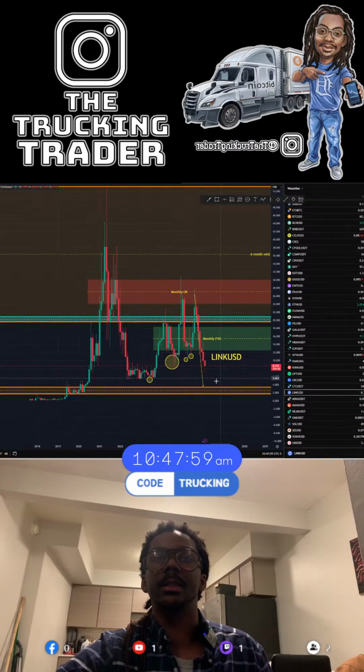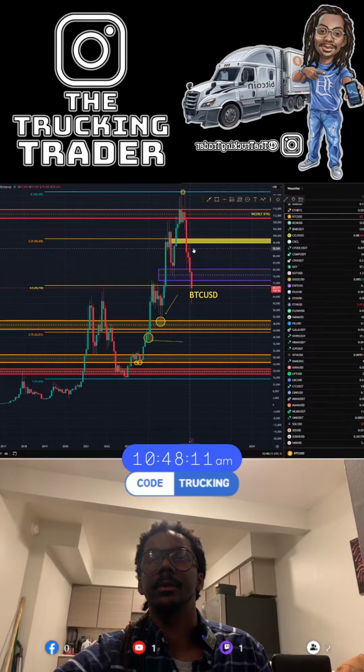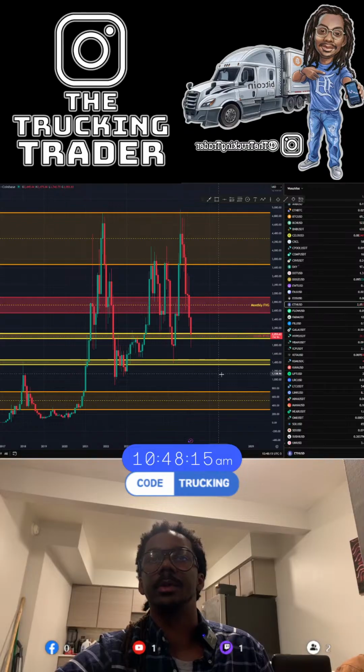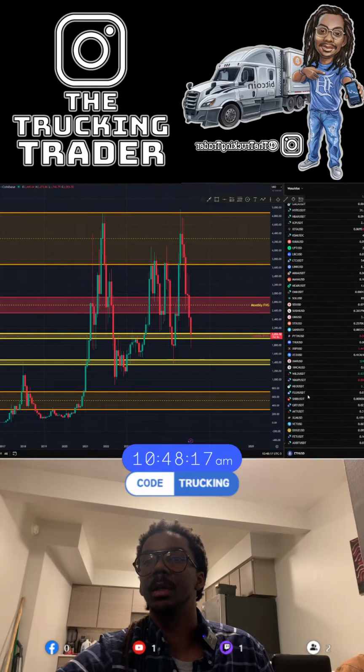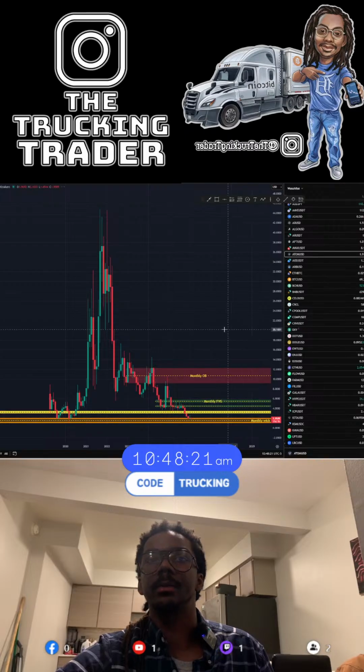If you look at Chainlink, it has to pull back a lot more. And if you look at Bitcoin and Ethereum, these are all weekly and monthly time frames, so these are higher time frames. You can see that these have to pull back a little bit more. Another one that's in a good buy area is Atom.